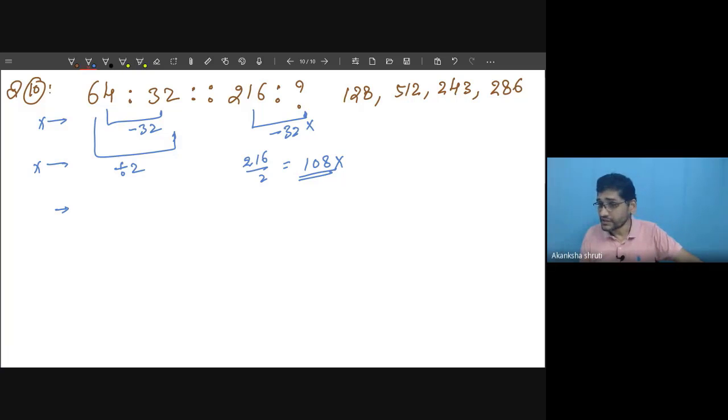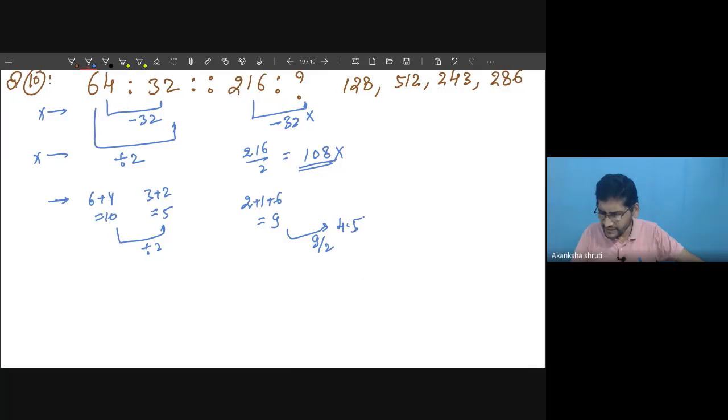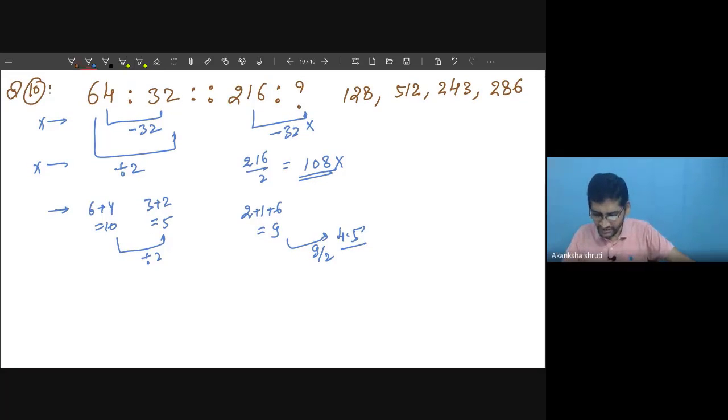What can we think more? Digit relation. Let us try. 64: 6 plus 4 gives us 10. Then 3 plus 2 gives us 5. Then 2 plus 1 plus 6 gives us 9. Here we are getting this itself divided by 2, meaning 9 divided by 2. Can the sum of the digits be a decimal or fraction? Not possible, so no need to try. So this digit relation also failed.